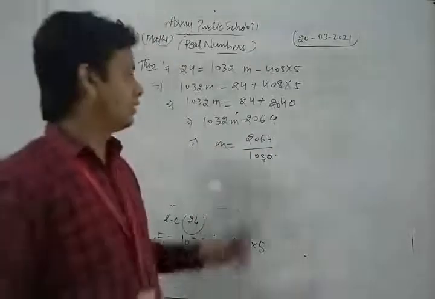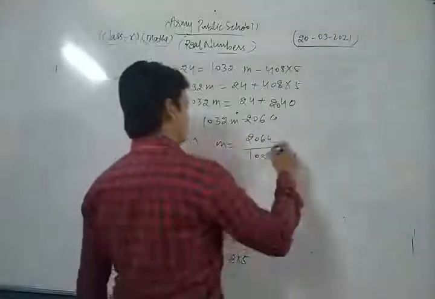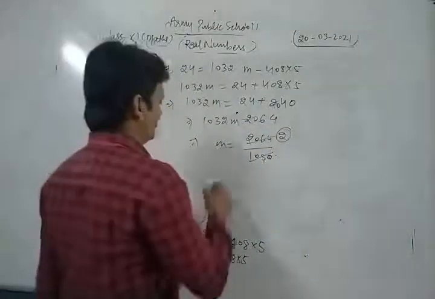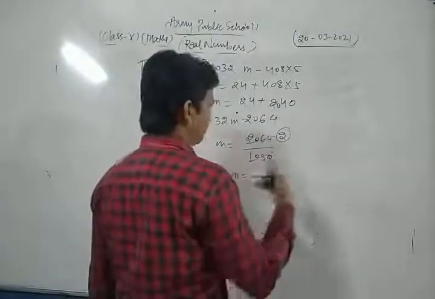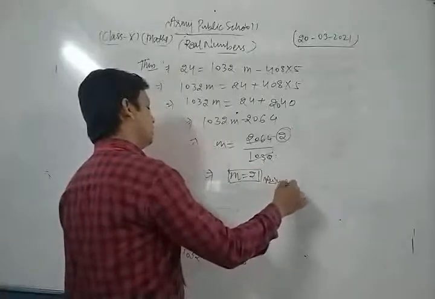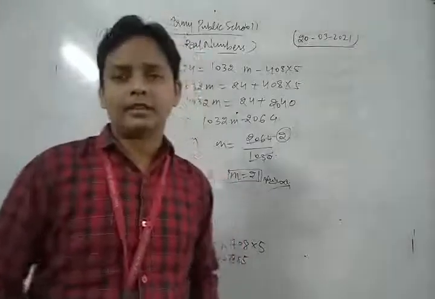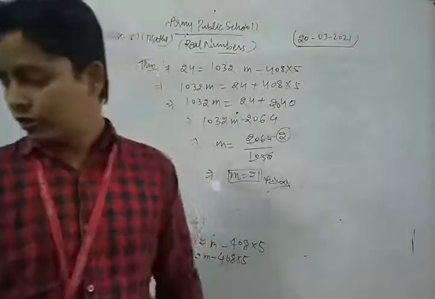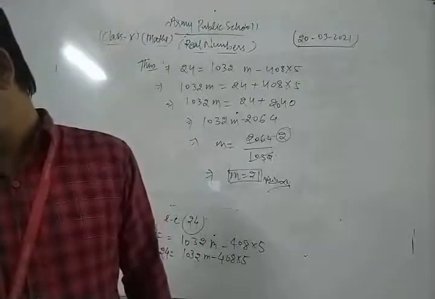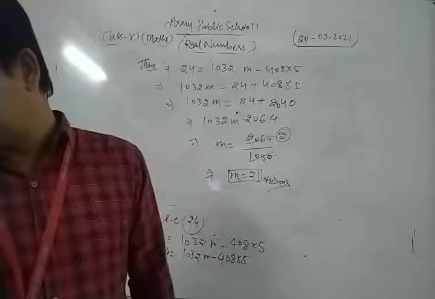So the value of m is 2064 divided by 1032. It is divisible how many times? 2 times, exactly. So the required solution of the given question, the value of m, is 2. Okay, dear students, this is the process to solve that type of question. So please do more and more practice of that type of question. This is very important for you and your upcoming examination.